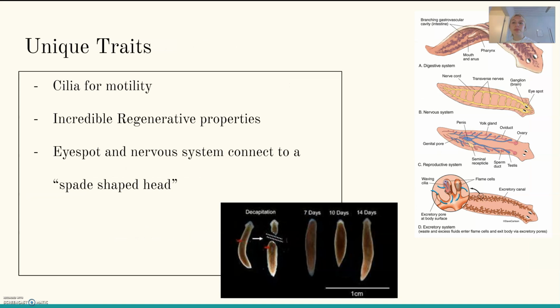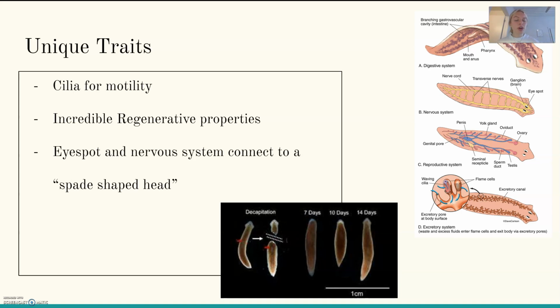Some unique traits about planaria are that they have cilia for motility, which is huge for studying cilia regeneration because they do possess that, and it's been good for studies. They have incredible regenerative properties, which will also be discussed later. If they were to be split in half, a tail would reform at the head, and at the tail, it would actually reform a new head. So that's something pretty cool.